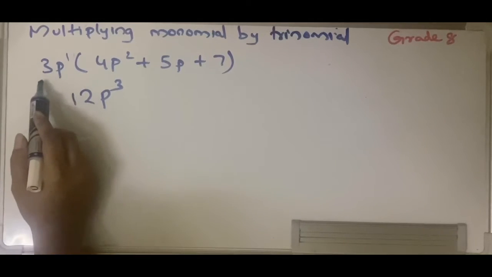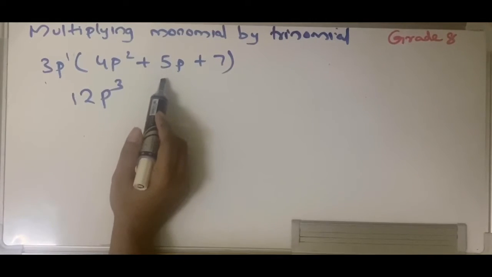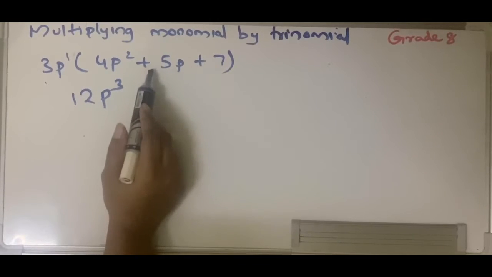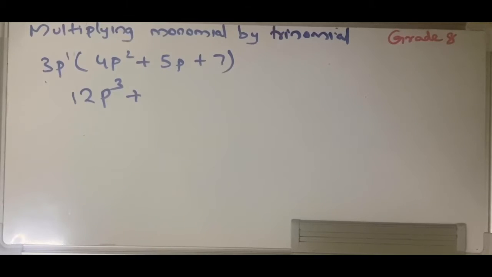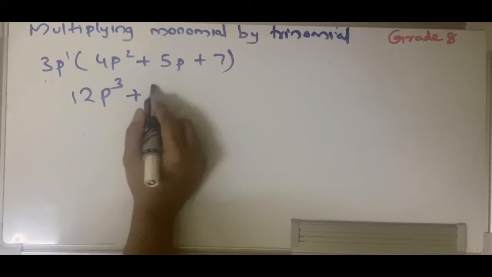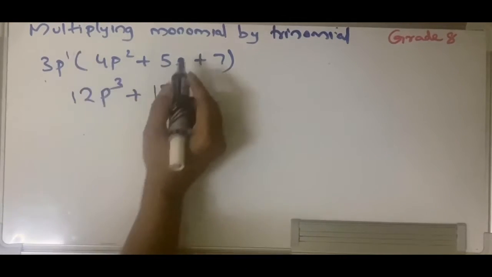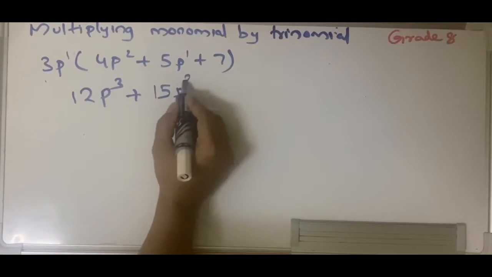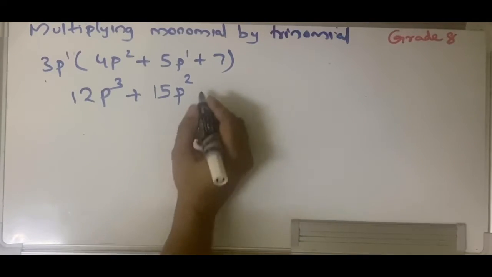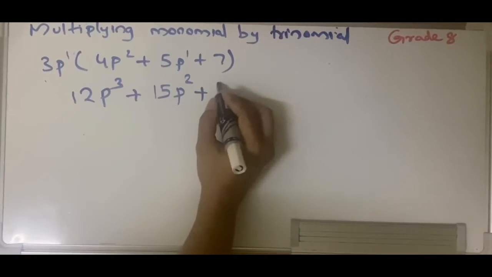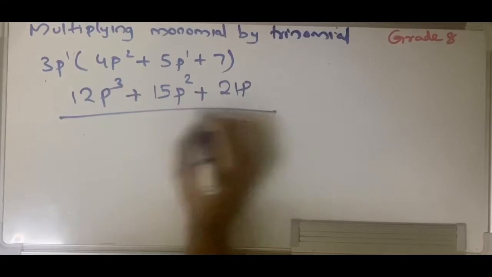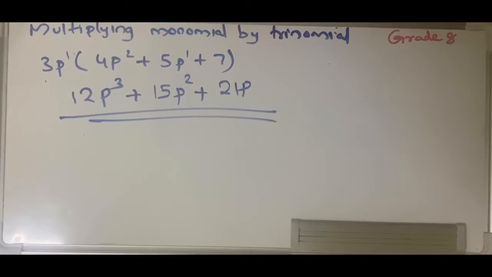Now I have to multiply this with the second term in your trinomial, and it would be a positive sign, because you have a positive, it's going to be simply positive. So 3 times 5 would be 15, and p raised to 1 means you have p square, right? And plus, the last term is 7 times 3p. So 7 times 3 you get 21 and then you have a p. Clear? So this is how we solve a multiplication of a monomial with a trinomial.